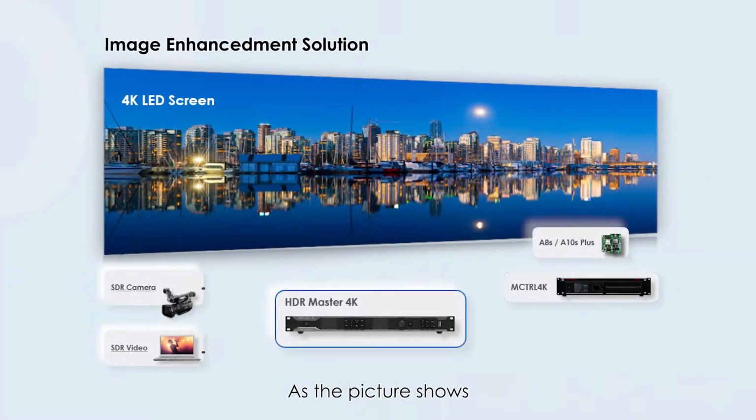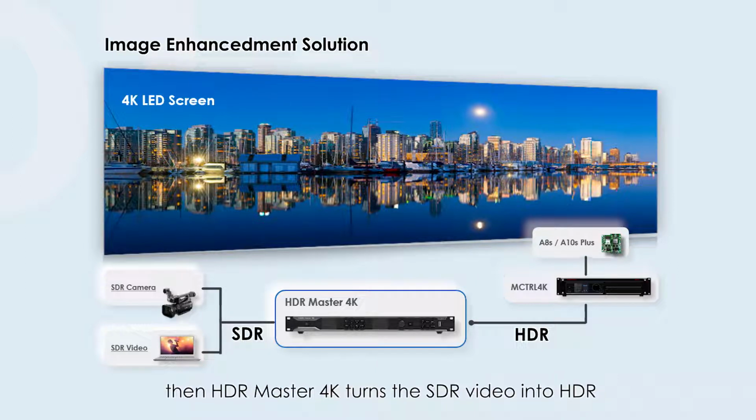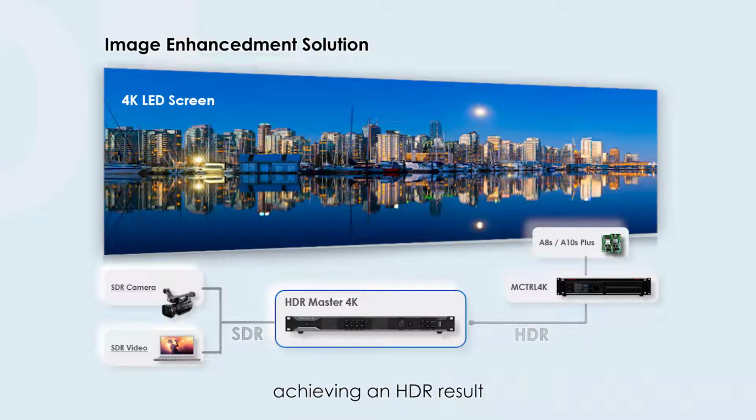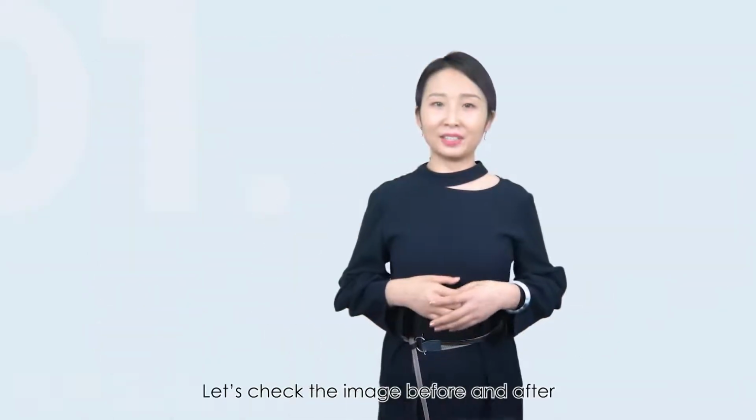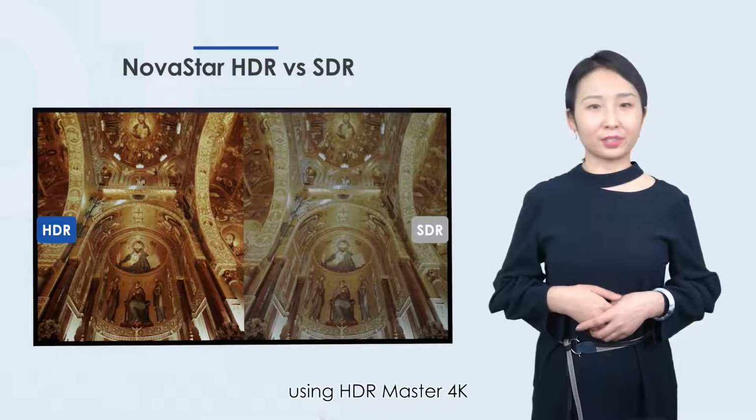As the picture shows, the SDR video source goes into the HDR Master 4K, then HDR Master 4K turns the SDR video source into HDR, which is transmitted to the controller and then to the LED screen, achieving an HDR result. Let's check the image before and after using HDR Master 4K.